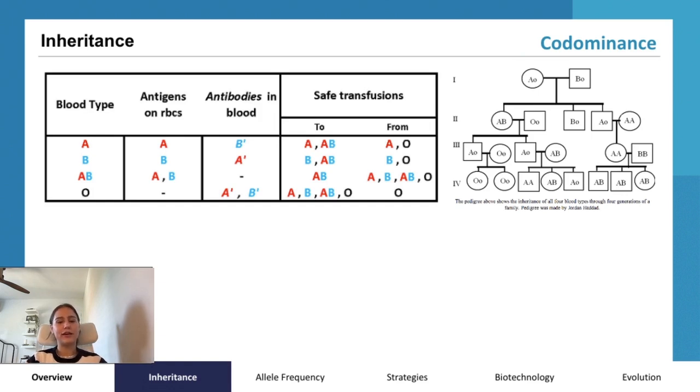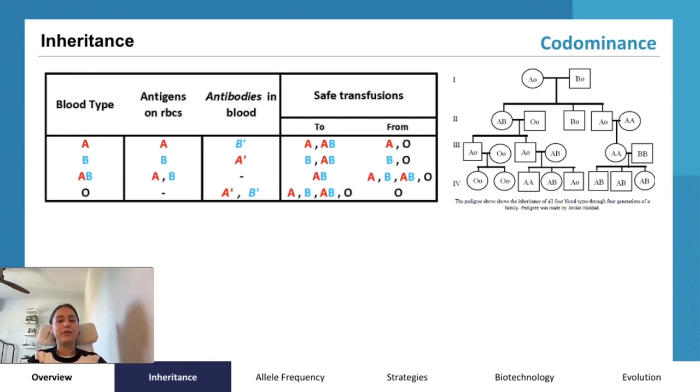Codominance is another fascinating pattern of inheritance that contrasts with complete dominance and incomplete dominance. In codominance, neither allele is dominant or recessive to another. Instead, both alleles contribute equally and simultaneously to the phenotype of the heterozygous individual. This results in the expression of both alleles directly and visibly in the offspring.